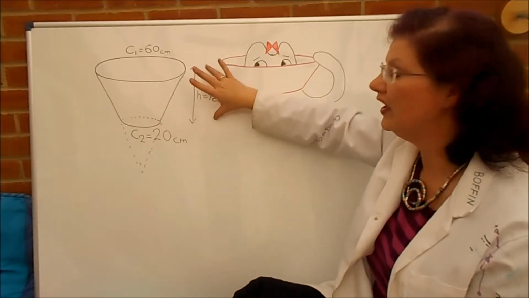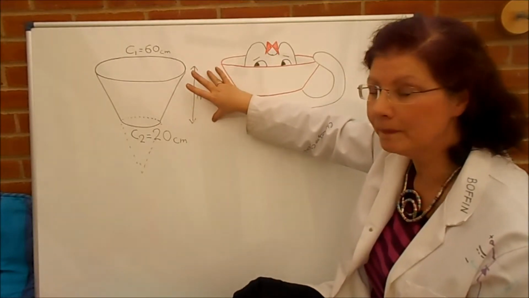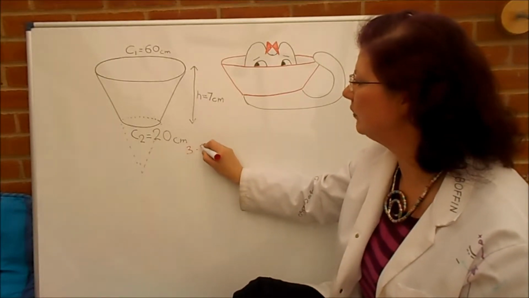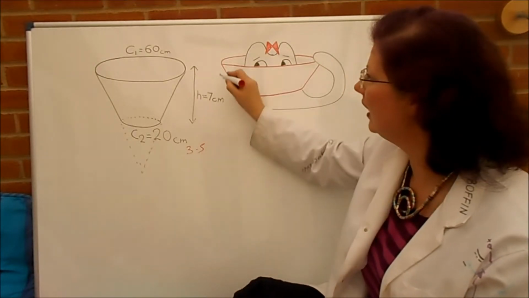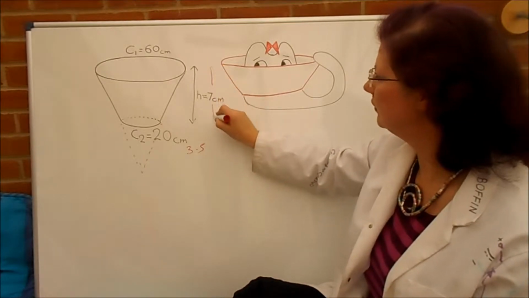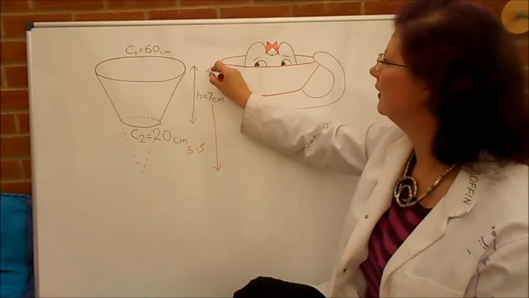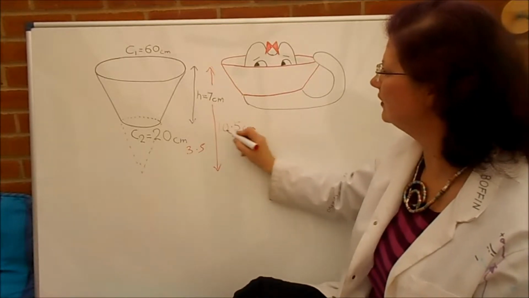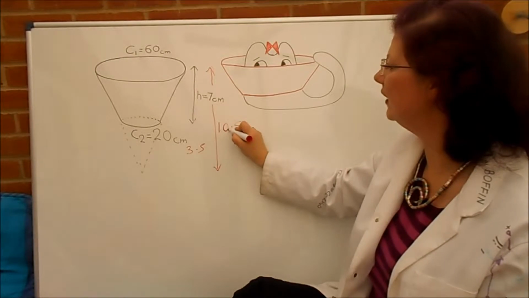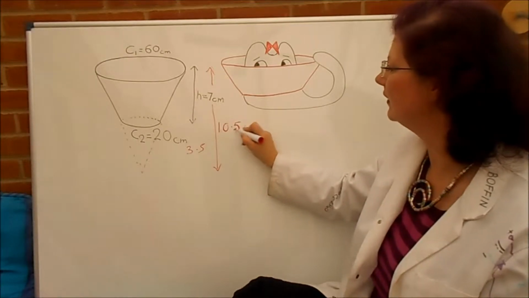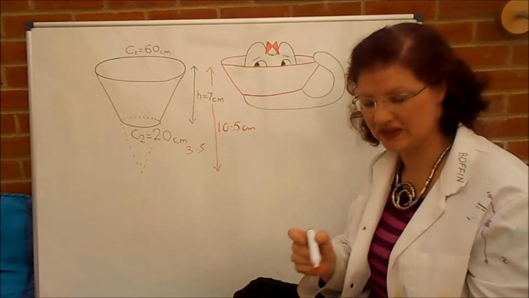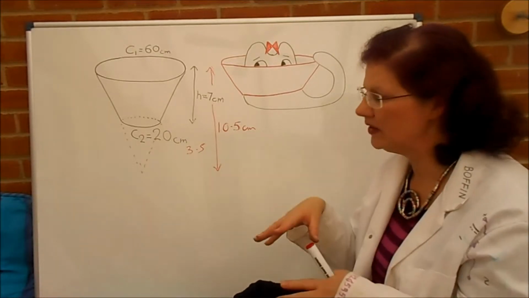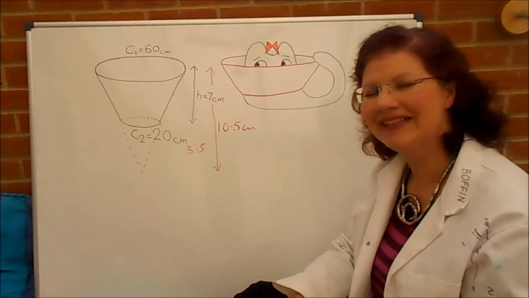If that is 1/3, then that must be 2/3. And since 7 is 2/3, it means that that bit must be 3.5, which gives us a total height of 10.5 centimetres. It's way too hot in here and all my pens keep running out. 10.5 centimetres, and we're doing that one by similar triangles. Okay, I'm going to wipe down the board, I'm going to come back up and we'll do part B in a minute.